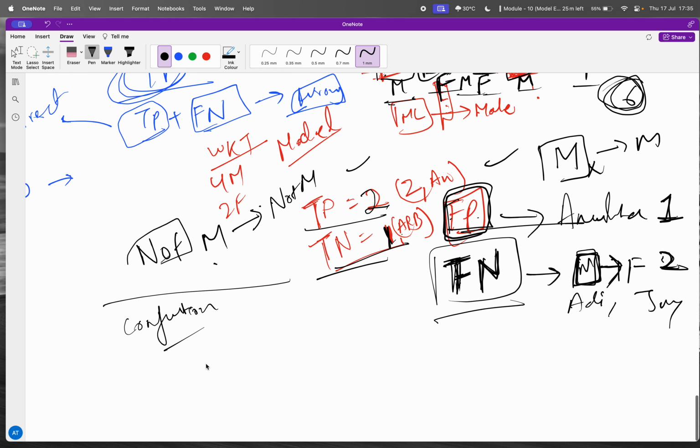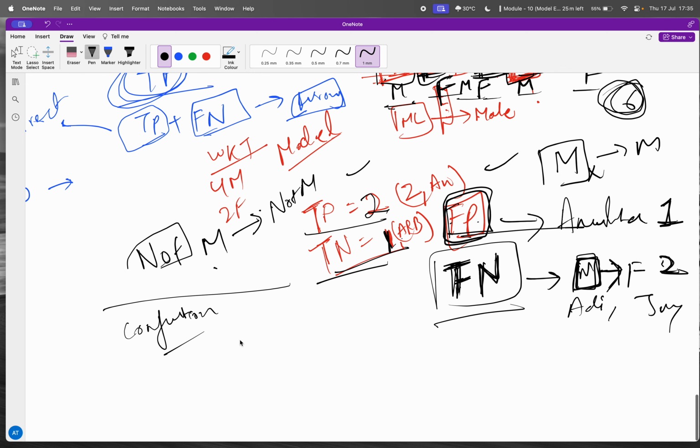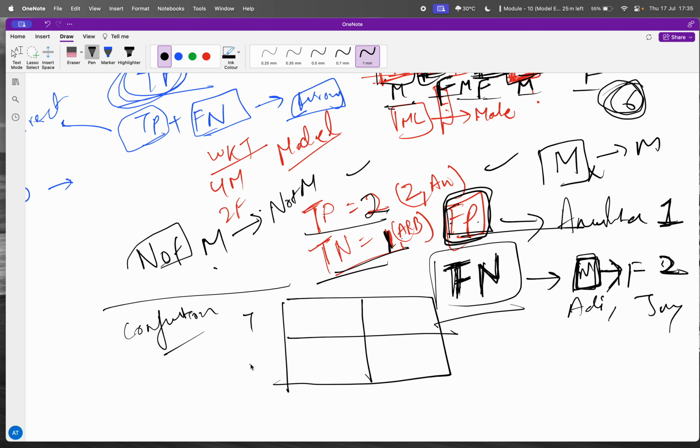So let's do the confusion matrix. You'll come to know how to plot. Put here true, put here false, put here positive, put here negative. How many true positives are there? Two, put 2. How many false positives? One, Anushka. False negatives are 2, Aditya and Jayesh. True negative is 1, right? This is your confusion matrix.